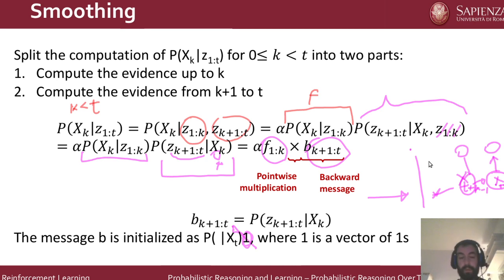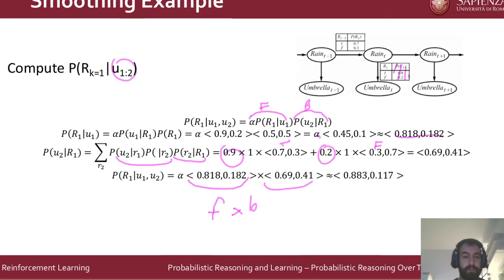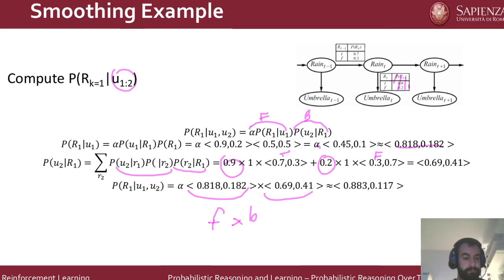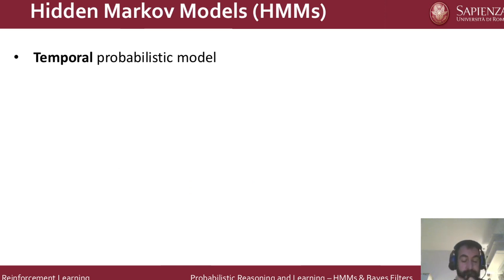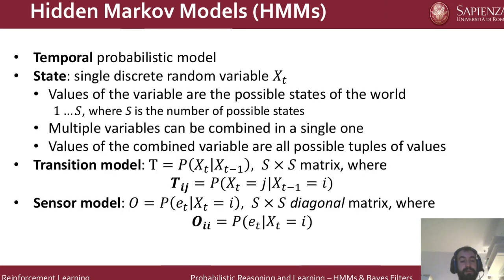Okay. So let's move forward a bit. One common temporal model that we usually find is known as Hidden Markov Model, which is a temporal probabilistic model which has some features. Specifically, the state is a single discrete random variable, so if you have more variables, then you compose these to have a single state. You have a transition model, a matrix, and a sensor model or an observation model, which is a diagonal matrix.